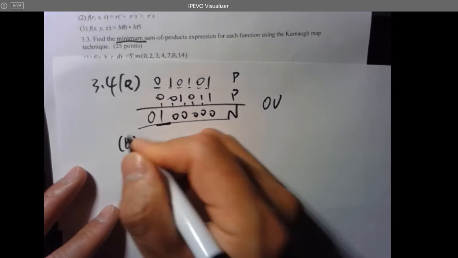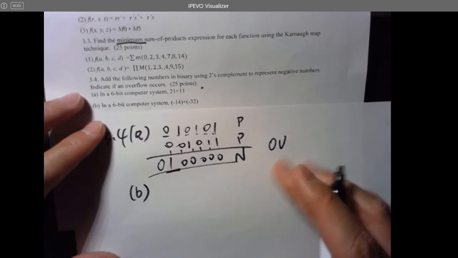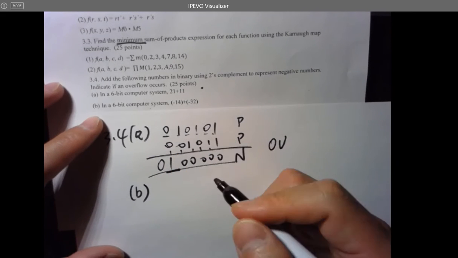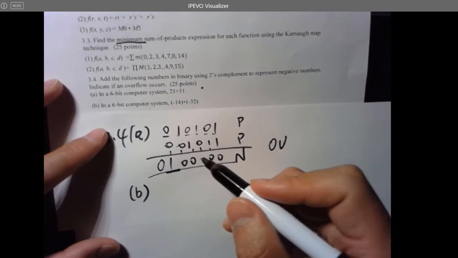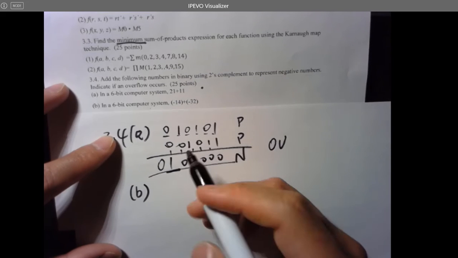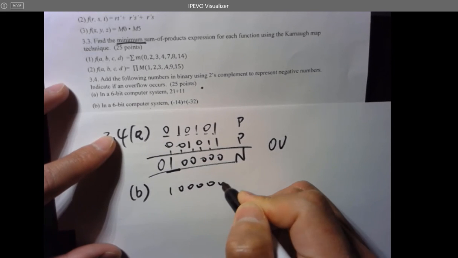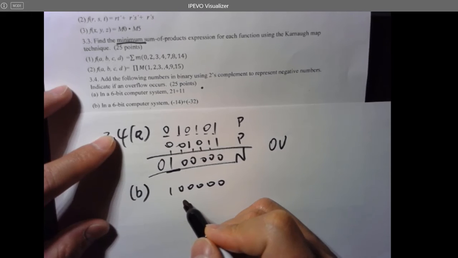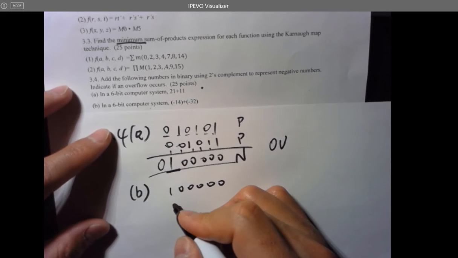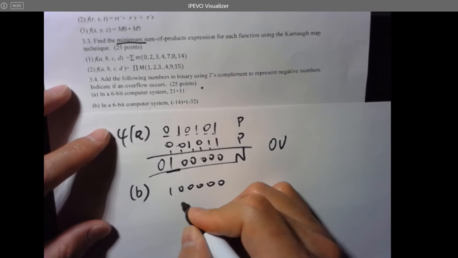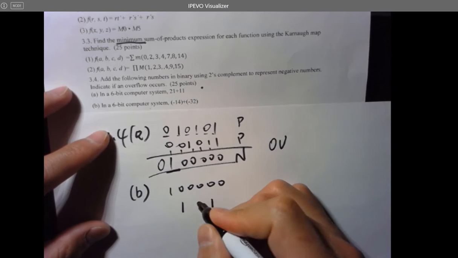B. 6-bit, minus 14 plus minus 32. Minus 32 is pretty simple for the 6-bit because you just need the 5 zeros. So it's going to be negative 32. And negative 14, you need a negative 16 and you need a 2, right?